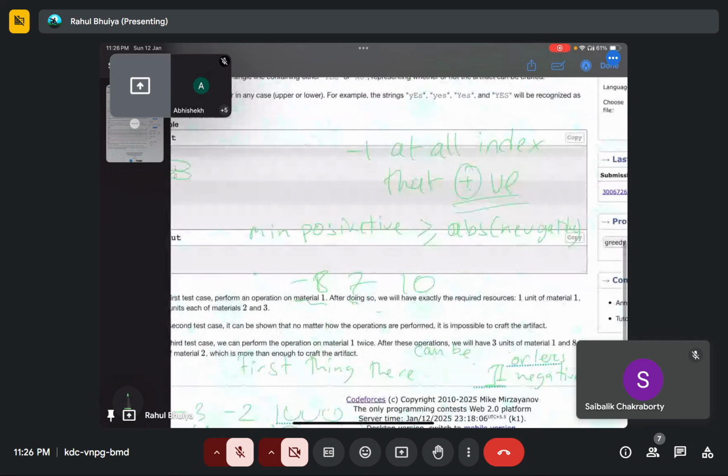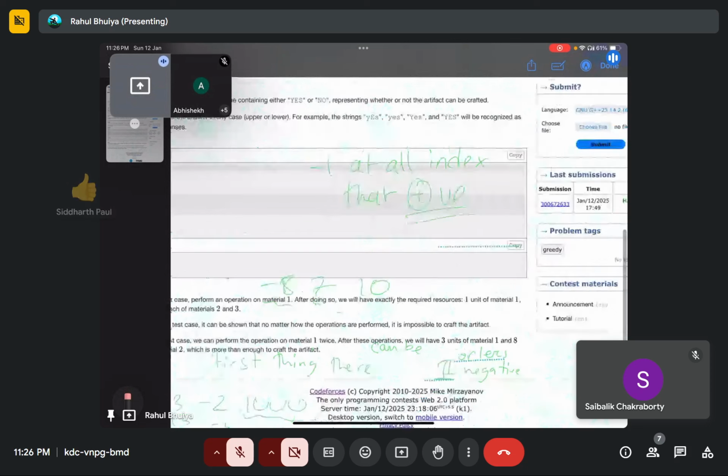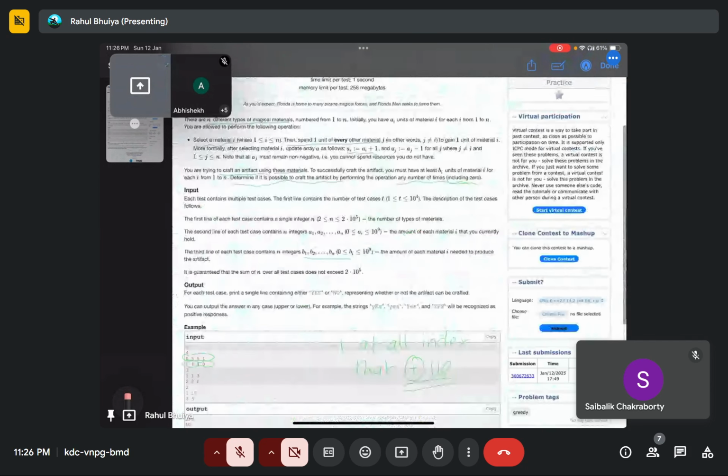If you understood this part, does anyone have doubt till there? So this was how I implemented this program. Then I will show you what my program was. Everyone understood, so I'm moving on to the implementation.